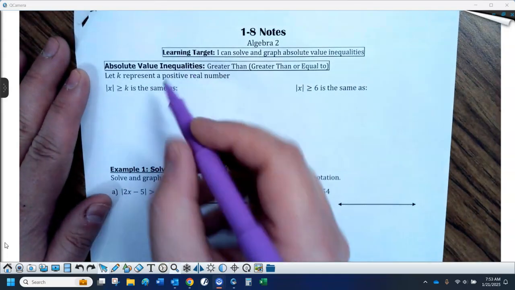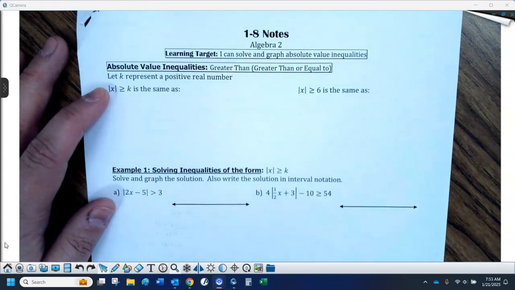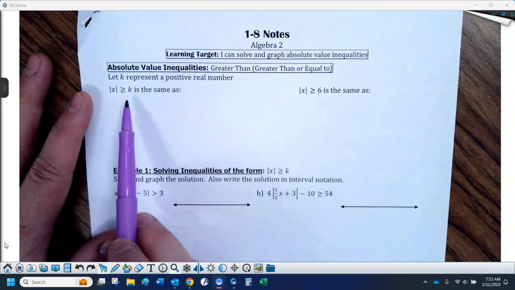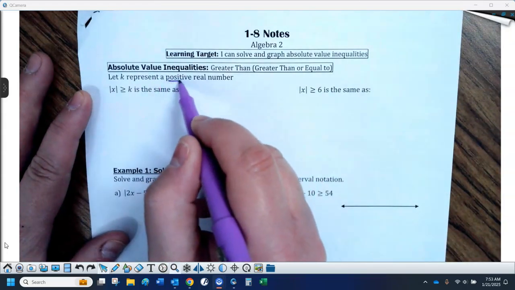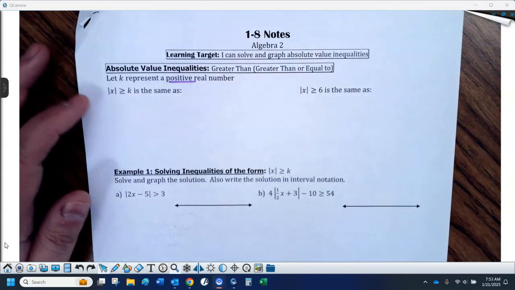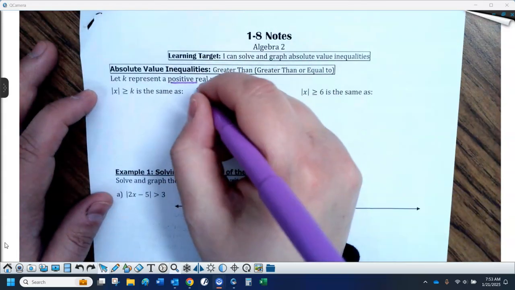So this is really important. If the absolute value is working with an inequality, this definition only works if k is a positive number. If it's a negative number, we'll have the special case. We'll talk about that at the bottom of the page. So it has to be a positive number.